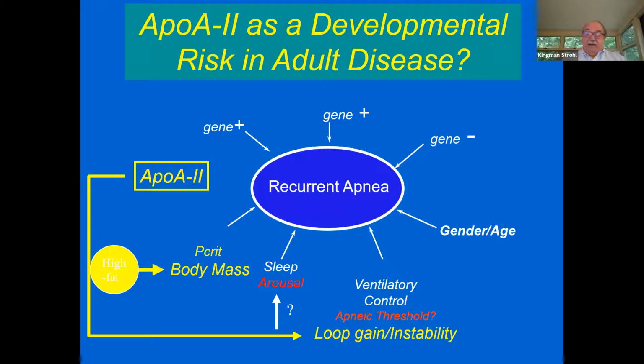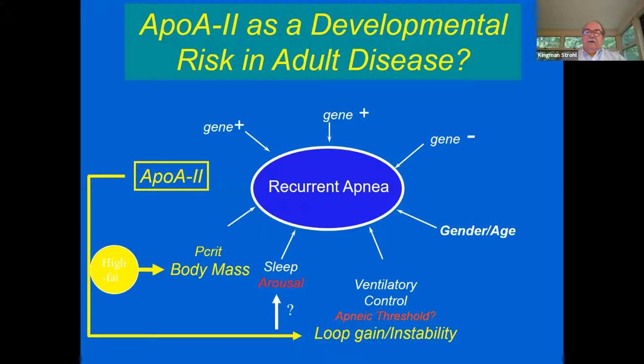I mean, I could start to think that you're born with this polymorphism of apolipoprotein A2, and that gives you an inherent instability of your breathing, and that instability may or may not affect you throughout your lifetime. Maybe you get a high-fat diet, you gain some weight, your peak crit increases, and all of a sudden you start snoring and you start having apneas as you get older. That would be a hypothesis. It's hard to test.